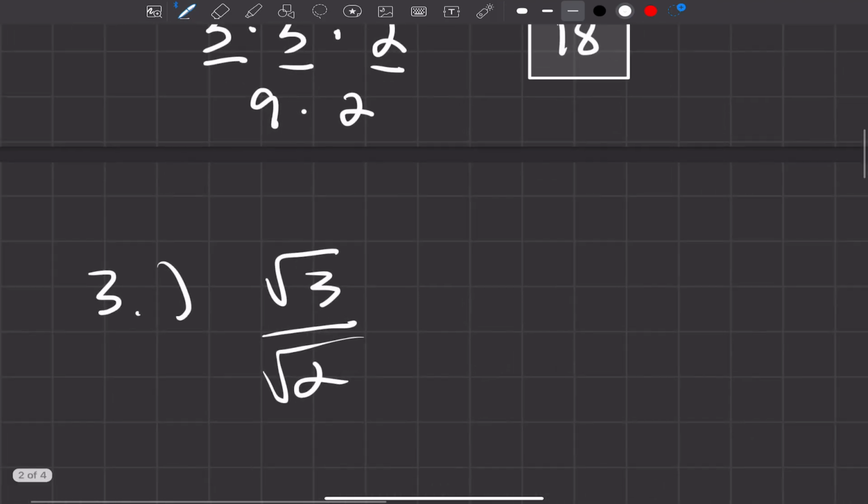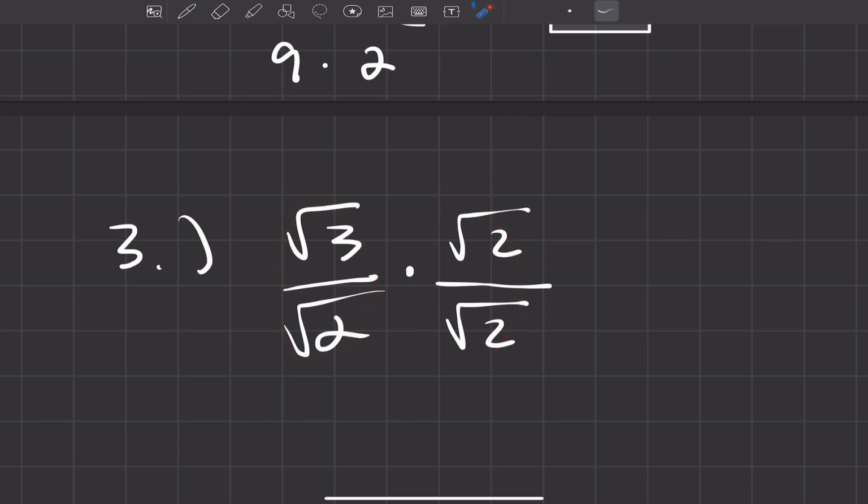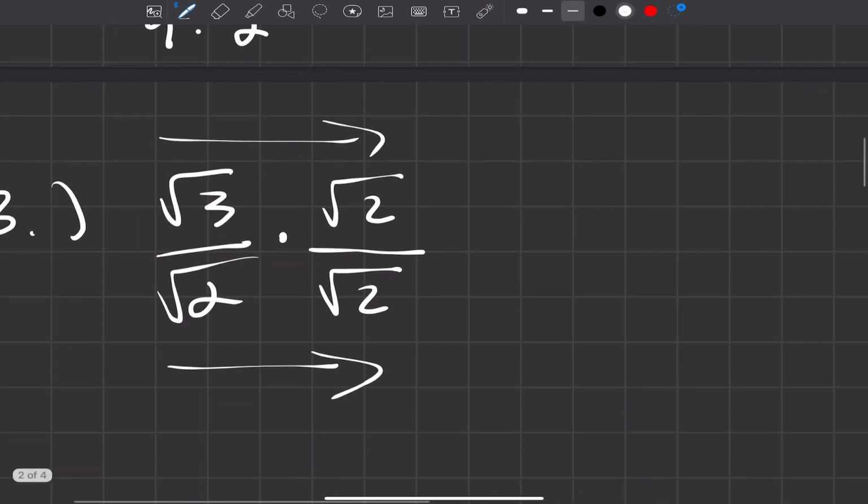Let's take a look at number 3. Root 3 divided by root 2. Notice that we have a square root in the denominator. We cannot have that, so we need to rationalize the denominator. To do so, we need to multiply the top and bottom by whatever appears in the denominator, which is the square root of 2. So I multiply the bottom by the square root of 2, and I'm going to multiply the top by the square root of 2. Notice that we have two fractions. No, we're not going to cross multiply. We're going to multiply across just like so.